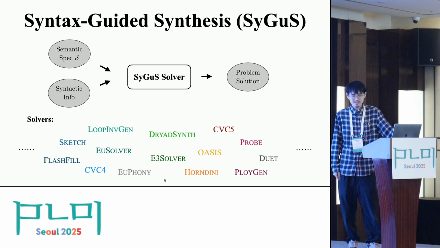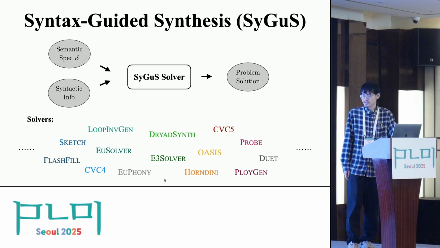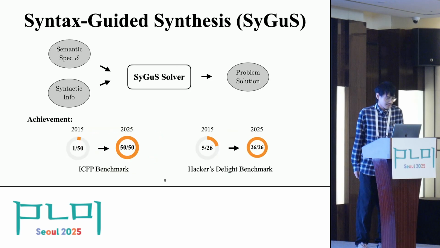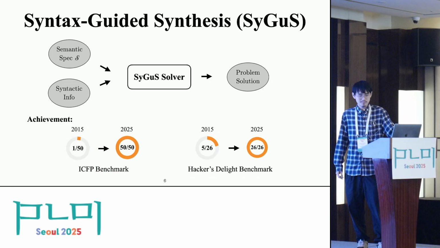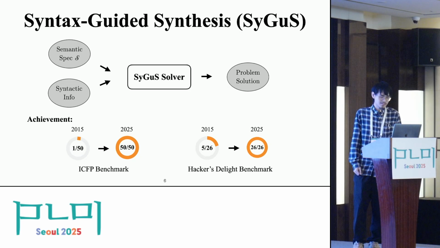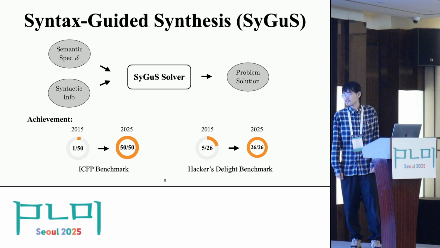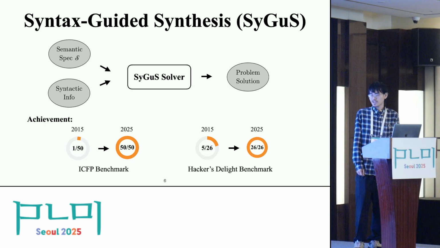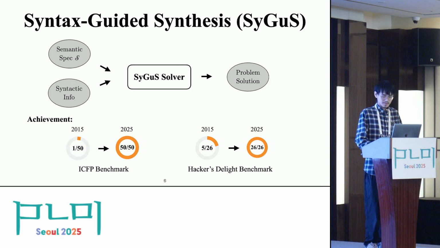In the past 15 years, researchers have built a lot of solvers in SyGuS solving, like FlashFill, Sketch, and CVC5, and a lot of others. And researchers have also made a lot of improvements to existing solvers. For example, for the ICFP benchmark, in the year 2015, only 1 of 50 benchmarks could be solved. But now solvers can solve all of them. Likewise for the HackersDelight benchmarks.